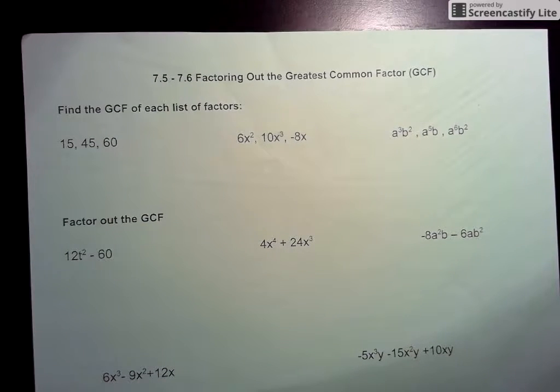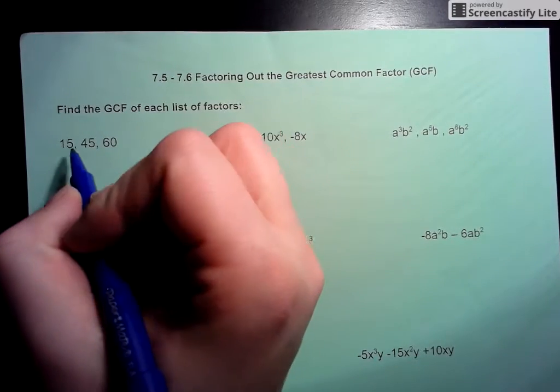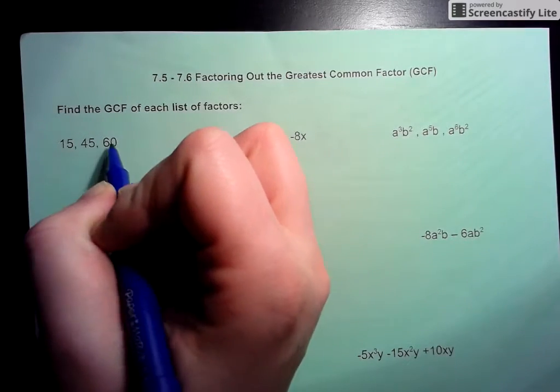So this video is going to be on factoring out the greatest common factor, or the GCF. And for the first three, we're just going to practice what GCF means. It's what can you take out of all of them that's common, so what's the same. And for example, in this first one, you're going to see that you have 15, 45, and 60.